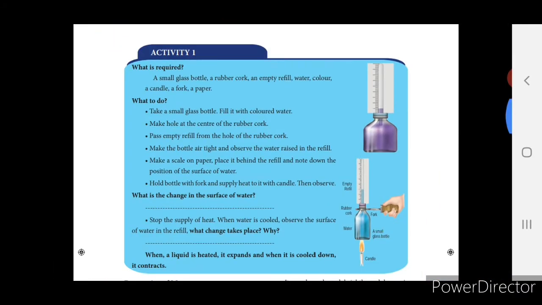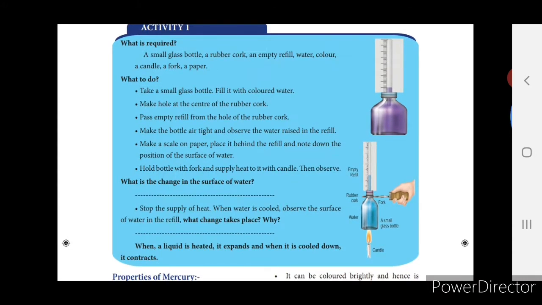Okay children, the next one is explained by means of an activity. For this you have to take one glass bottle closed by a rubber cork, and you have to make one hole in the rubber cork. Inside it you have to keep a delivery refill, otherwise you can even put a straw. Inside the bottle you have to take water, and to see the color you can add some food color or ink, and you have to start heating that bottle.